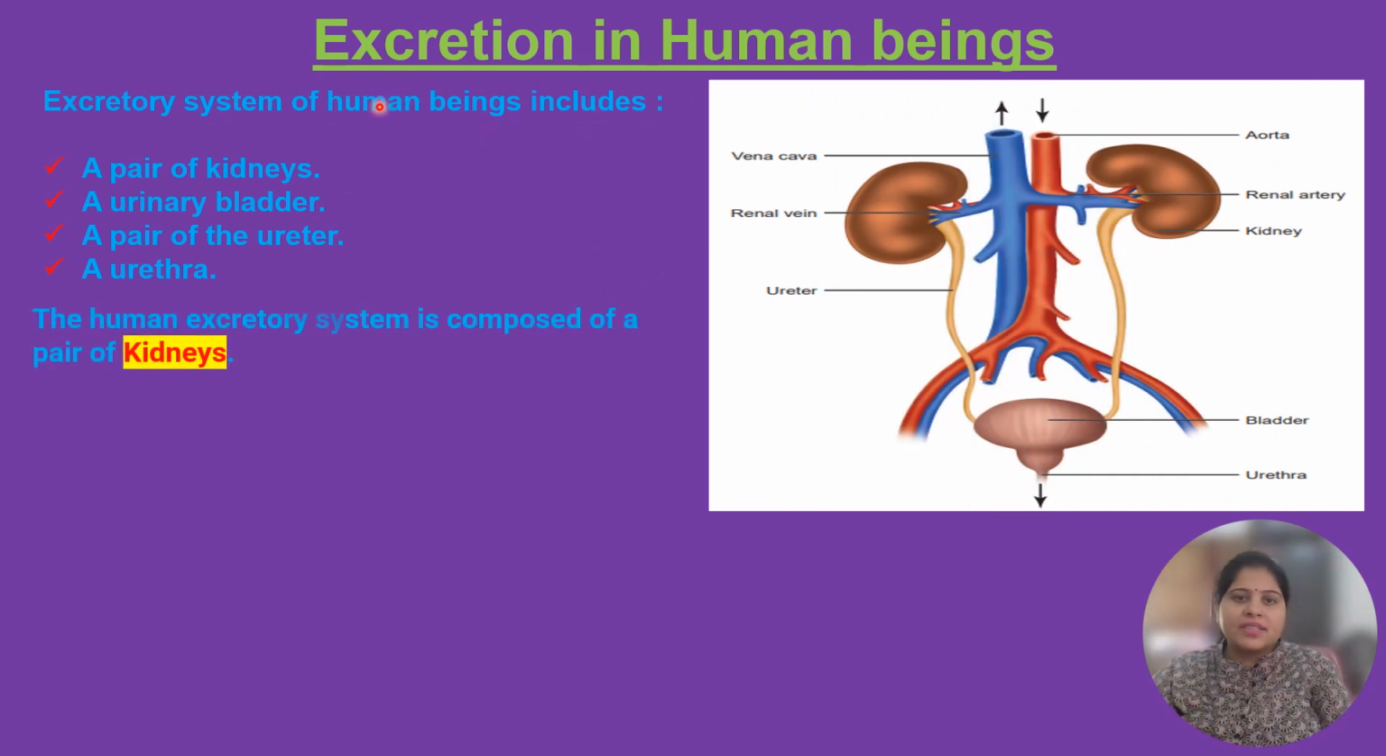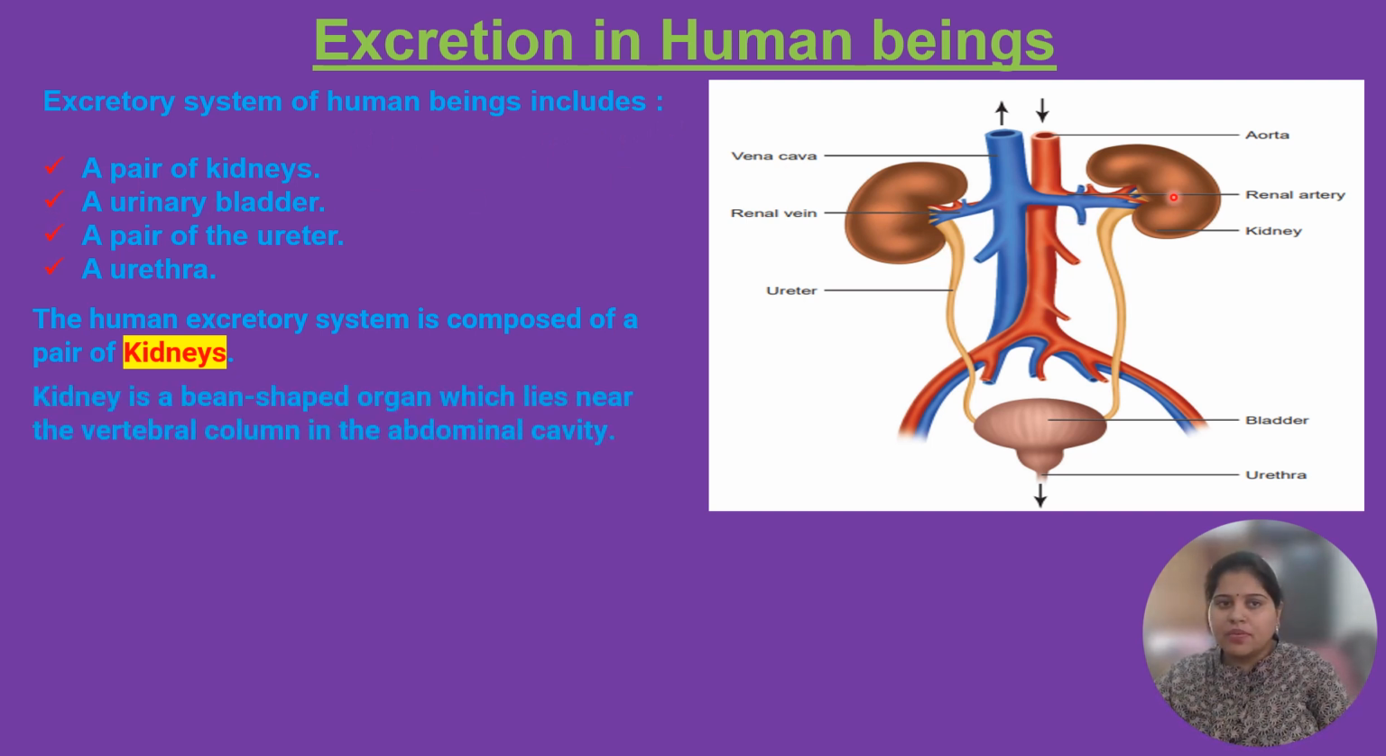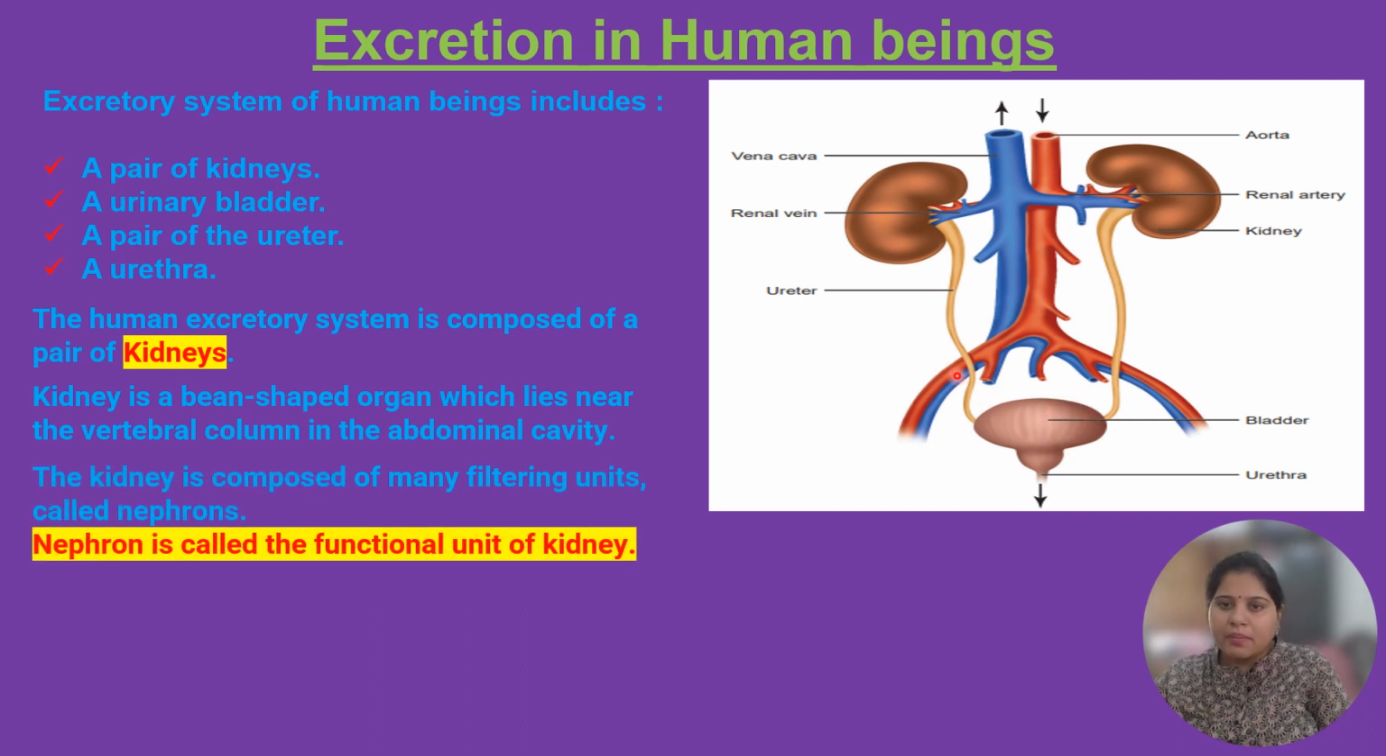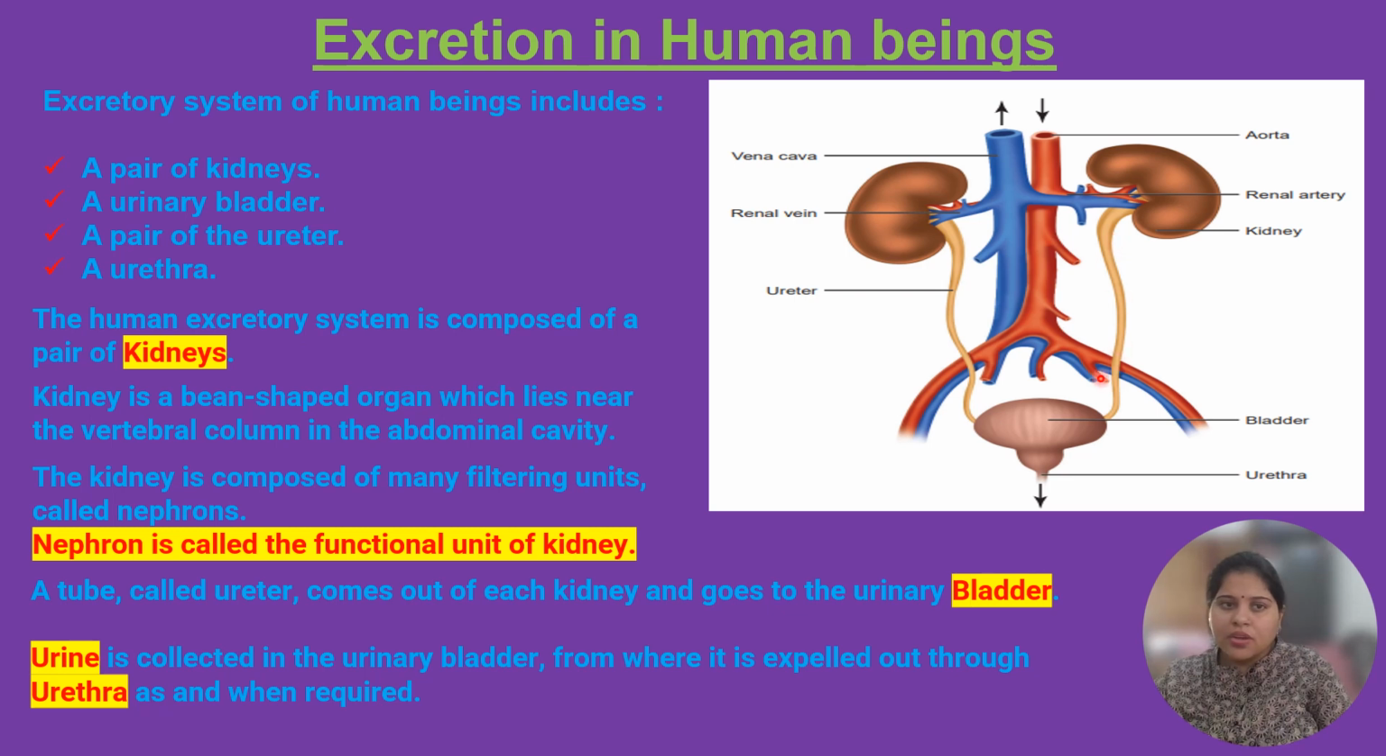In human beings, the excretory system includes a pair of kidneys, a urinary bladder, this is the urinary bladder, and a pair of ureters, these tube-like structures are known as ureters, and a urethra. This opening of the bladder is known as the urethra. So, the excretory system includes a pair of kidneys, a urinary bladder, a pair of ureters, and a urethra.